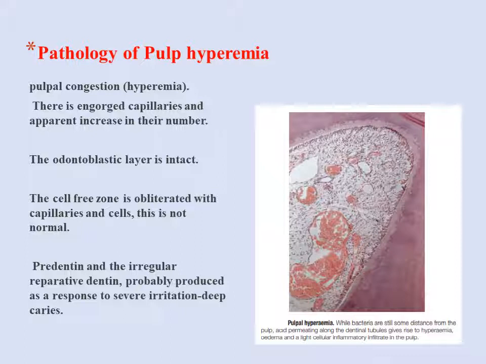The odontoblast layer is intact. This is why it's reversible, because we still have plastic cells that have the capability to repair. In the cell-free zone, if you notice, this whole area is infiltrated by cells and blood vessels, which is not normal. Okay. We have pre-dentine, and sometimes we might even see irregular reparative dentine.